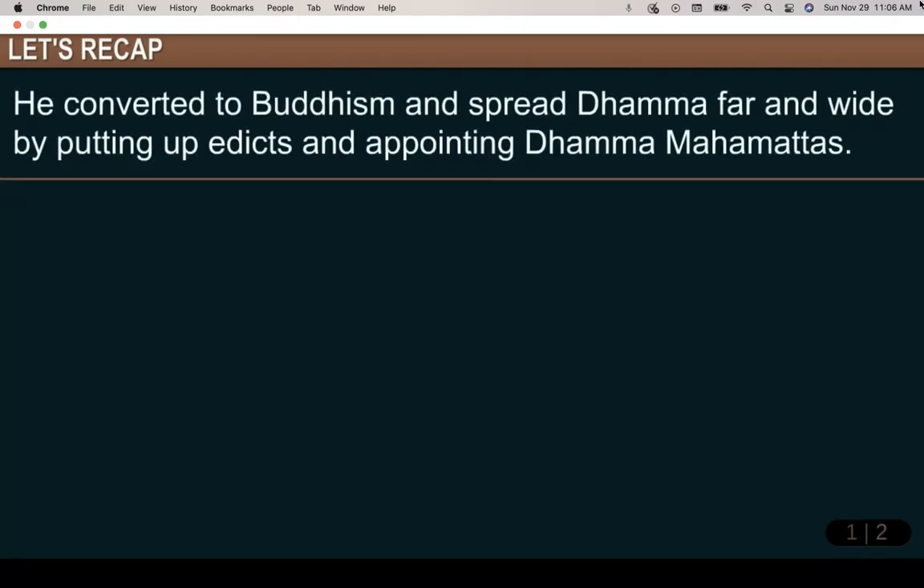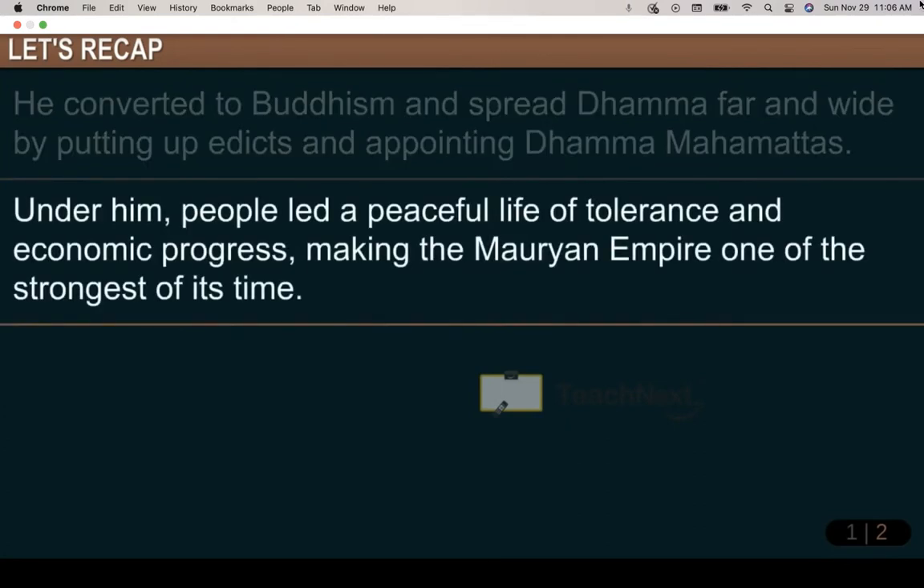He converted to Buddhism and spread Dhamma far and wide by putting up edicts and appointing Dhamma Mahamattas. Under him, people led a peaceful life of tolerance and economic progress, making the Mauryan Empire one of the strongest of its time.